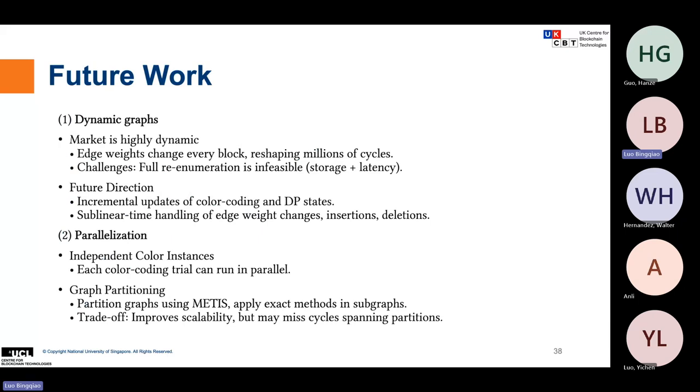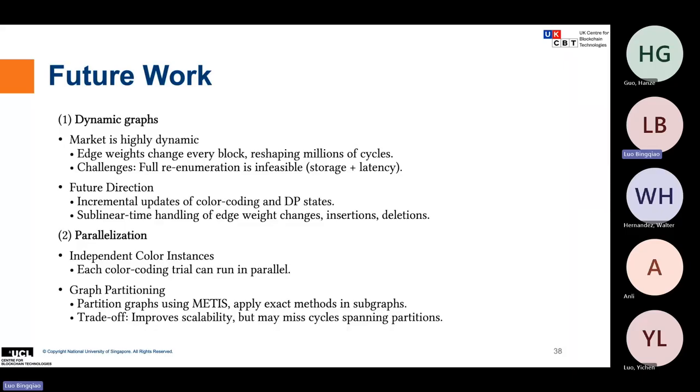Finally, I'd like to share some of our future work and future directions. Firstly, it is about the dynamic graph. Currently what we did is still on a static graph that is built on the crypto markets, but as we all know, the market is highly dynamic, and within every block, there will be new transactions, new swapping, or adding or removing of liquidity in the pools. So the edge weights of those pairs actually change quite often, but the structure of the graph is rather stable. So to tackle this, we are trying to design some incremental updates for the color coding and also for the dynamic programming stage.